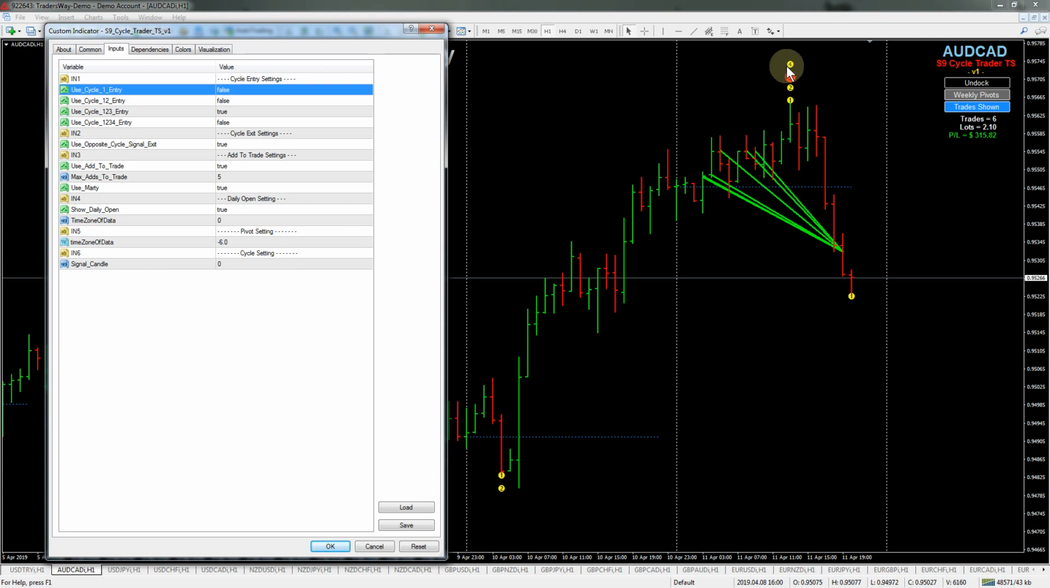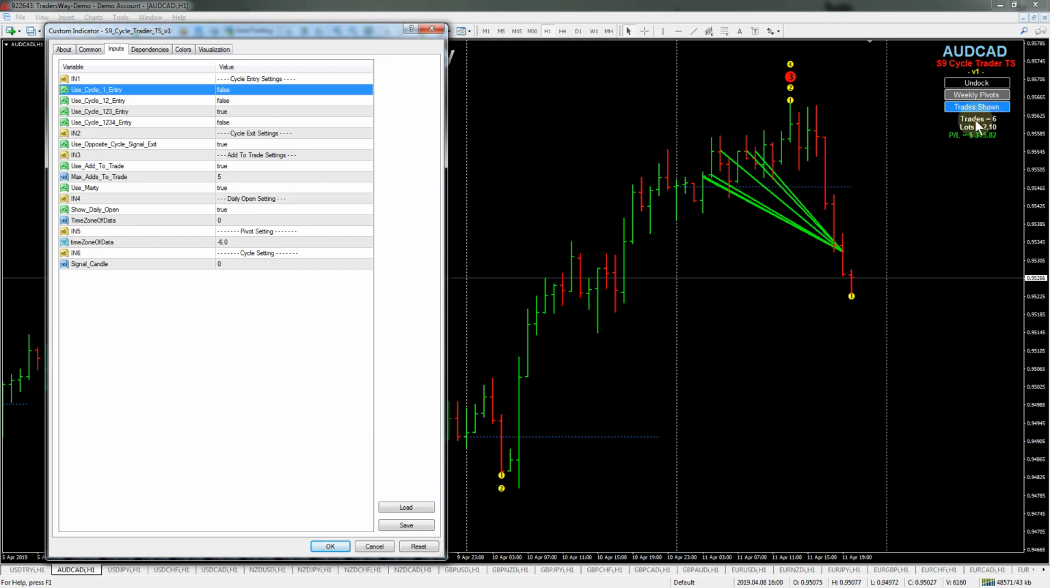Now these do repaint. They could have been over here, they could have been here. They keep moving. So this is not something that is fixed once it kicks the numbers here. So remember that.